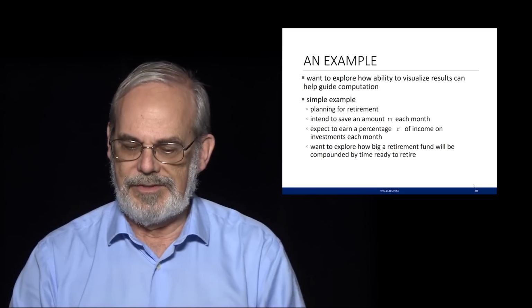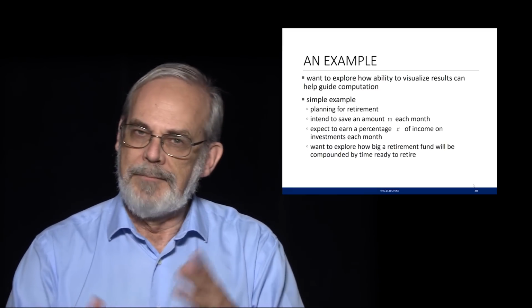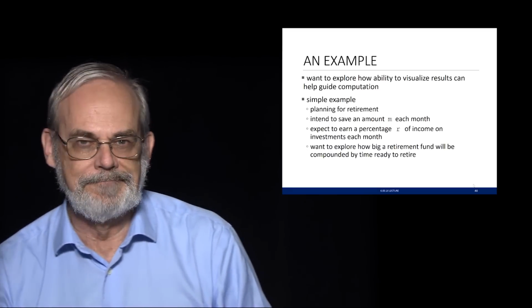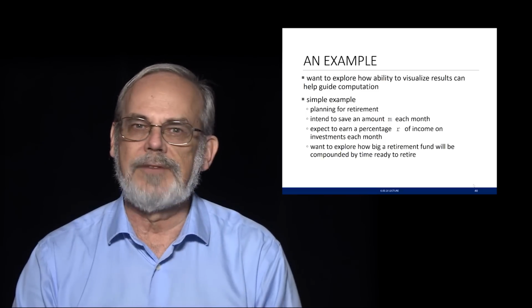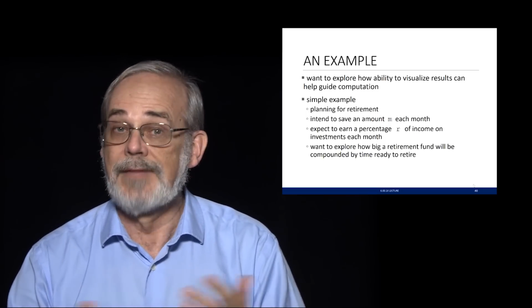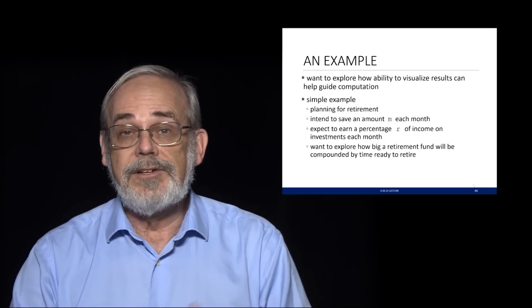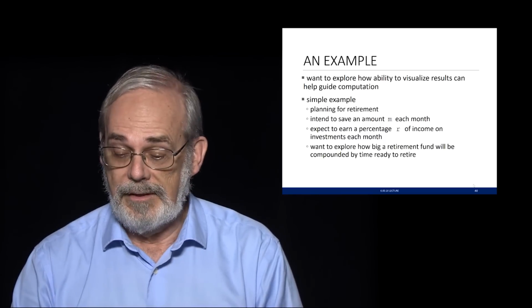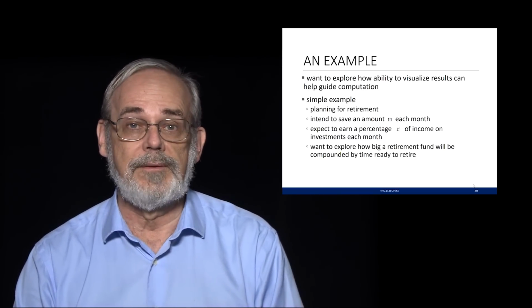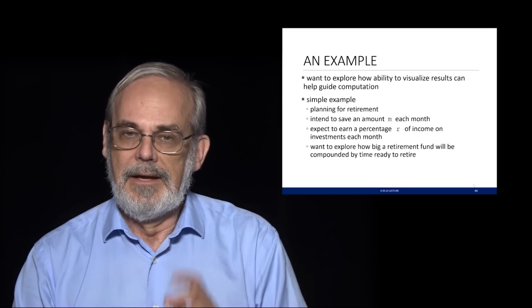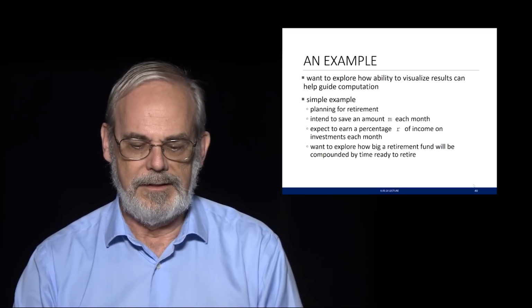To do this, I'm going to use a simple little example. Imagine you're planning a retirement. You want to think about making sure you've got enough money saved away so that you can retire at the age you want. Let's look at basically how a retirement fund grows with compounding of interest. And I'm going to do it with the following simple little example.